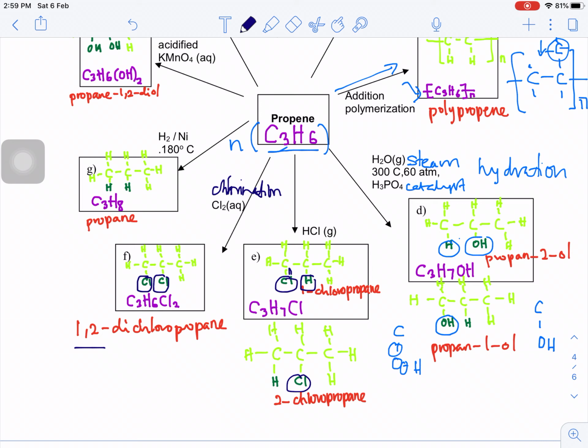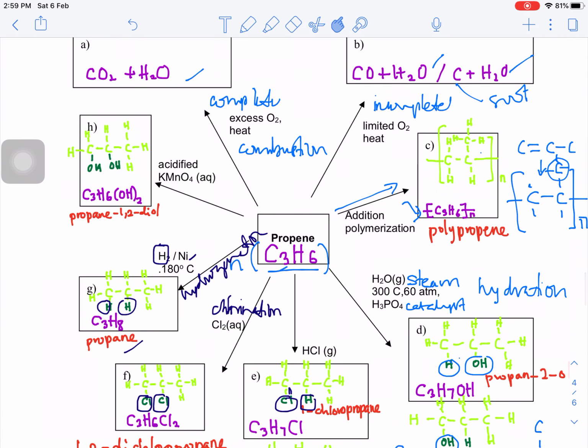Okay. Next, propene react with hydrogen gas in the presence of nickel at 180 degrees Celsius. So, ini nama reaction dia hydrogenation. Okay, di mana dia tambah hidrogen, dia buka double bond. So, dia akan jadi propane. So, daripada propene, dia boleh jadi propane.